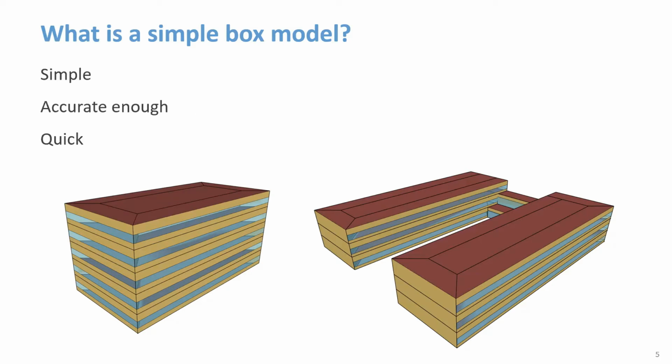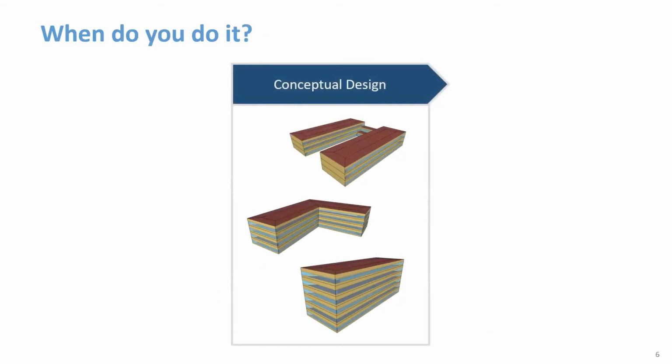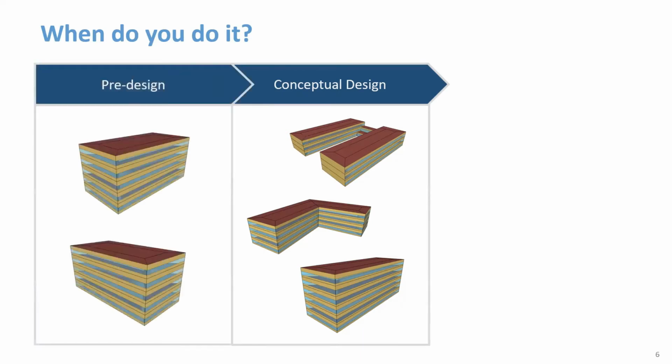So what makes a building energy model a simple box model? It's simple, it's accurate enough to provide useful information, and it's quick to develop. So these characteristics make it useful for informing early design decisions. This type of analysis is most useful before significant building design decisions have been finalized, typically during conceptual design, but it can also be very useful during pre-design.